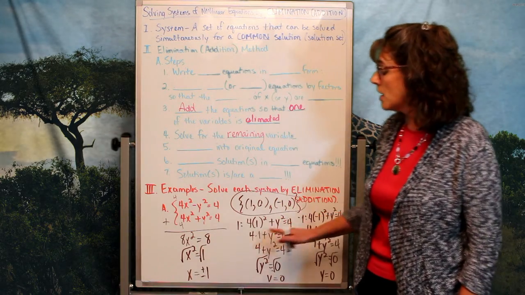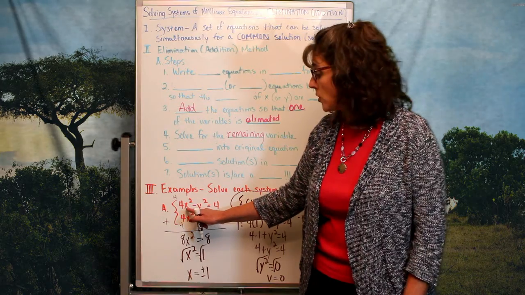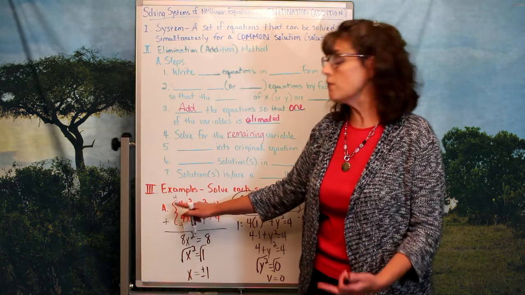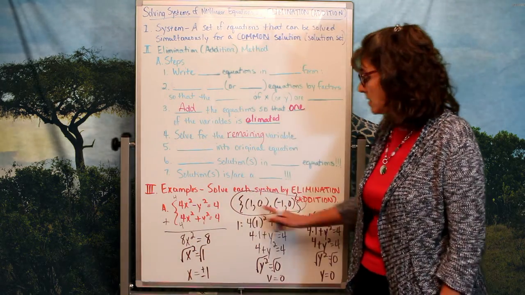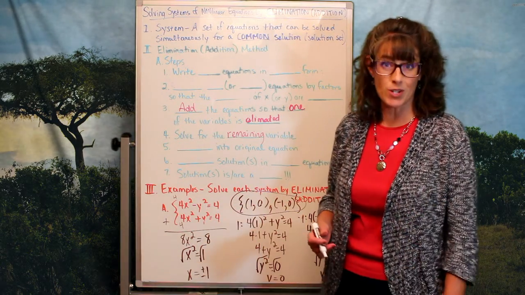Now let's check this one. Let's put our negative 1 in here. Now remember, order of operations says do the exponents first, so negative 1 squared is 1. Here again, 4 times 1 is 4. And we put that 0 in there again, and we get 4 minus 0 gives us 4. Same thing, it works in that one.